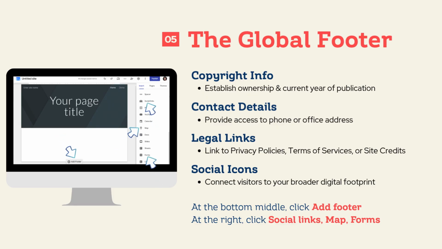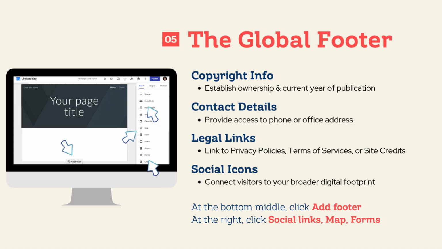A great footer generally houses 4 key pieces of information: copyright info to establish ownership and display the current year of publication. It tells visitors your site is active and protected. Contact details to provide quick access to a phone number and an office address to reach a real person. Legal links is the standard home for important fine print, such as privacy policies, terms of service, or site credits. Finally, the social icons, the perfect spot to link to your digital footprint, such as LinkedIn, Facebook, Instagram, and YouTube.